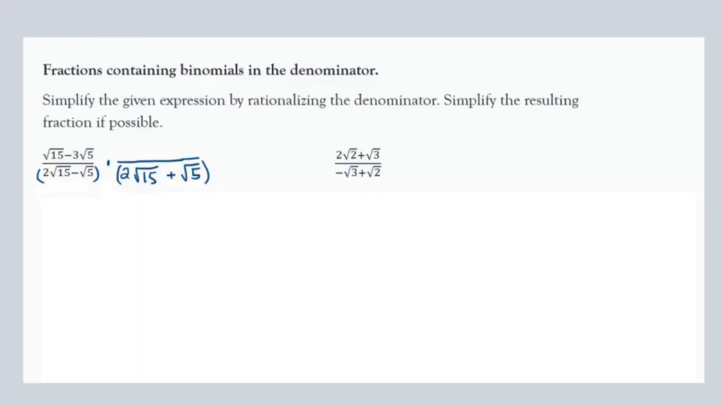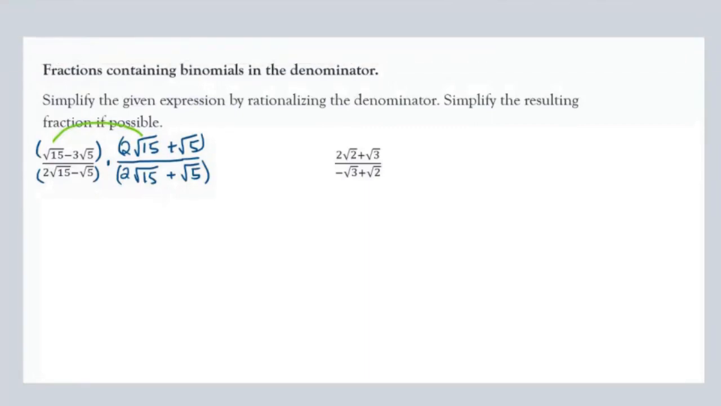If I'm going to multiply the bottom by 2 root 15 plus root 5, I'd better multiply the top by exactly the same thing. I find it helpful to put this in brackets so I can see that I'm just doing the multiplication of two binomials in the numerator and the multiplication of two binomials in the denominator. So let's do that. So first we take the square root of 15 and multiply that by 2 root 15.